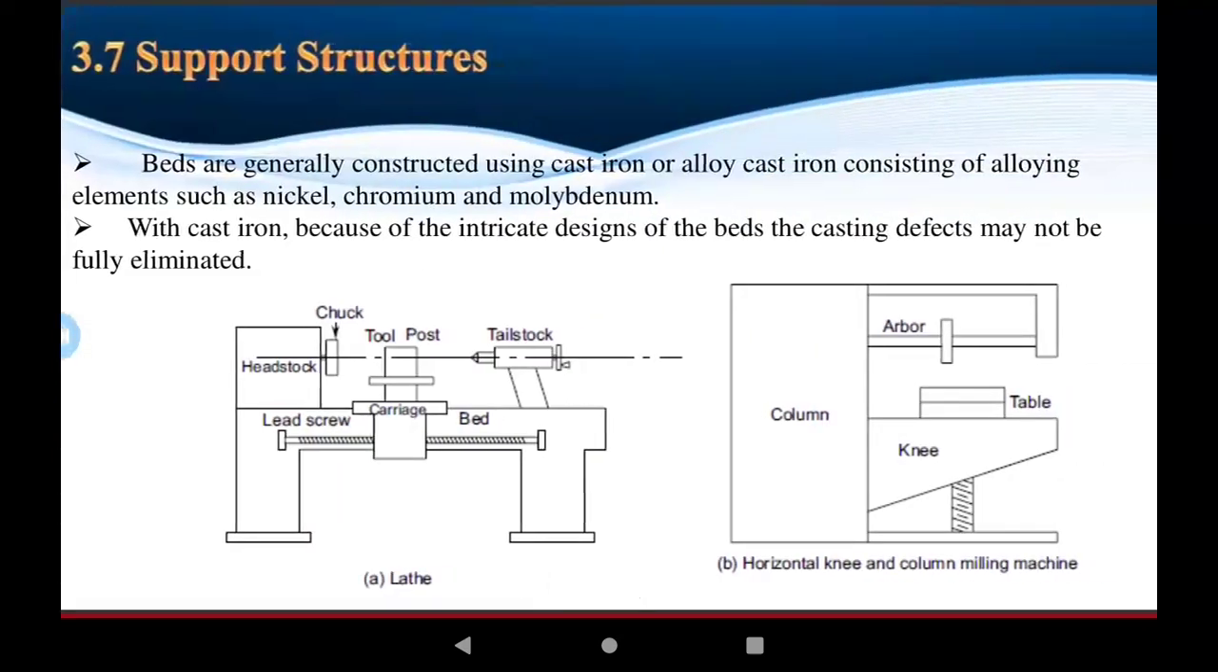Support for the structure of the machines and elements: beds are generally constructed using cast iron or made of cast iron and alloy cast iron, consisting of elements such as nickel, chromium and molybdenum.